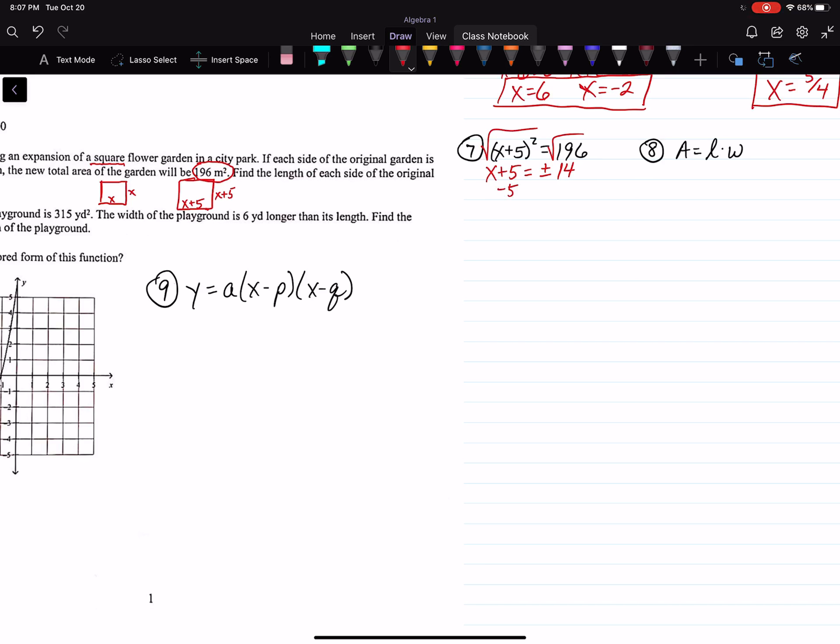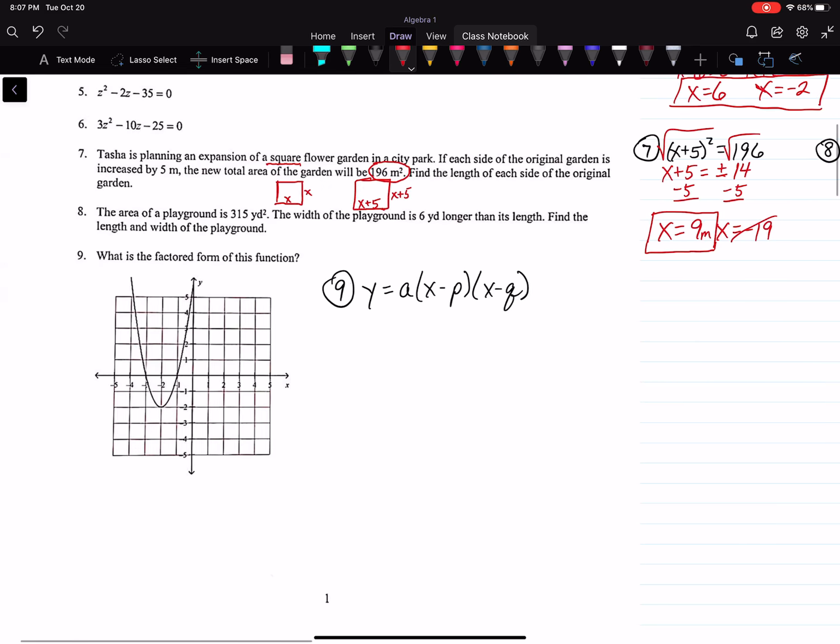I subtract 5 over and get your two answers again. So 14 minus 5 is 9. And negative 14 minus 5 is negative 19. Now, think about it. We're talking about the side length of a square, of a garden. It's not going to be negative 19, okay? It has to be 9, and of course that was meters because it was measuring in meters. So 9 meters is the length of our side of the original square, the original garden, okay?